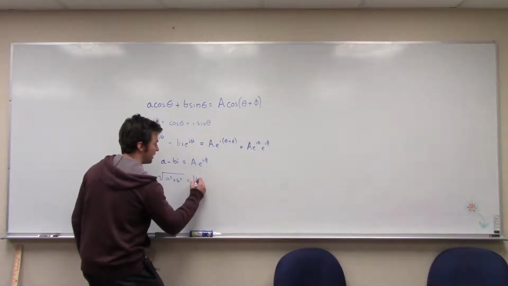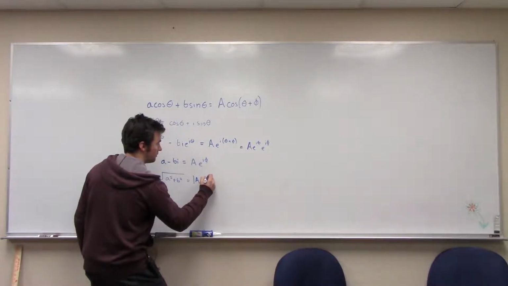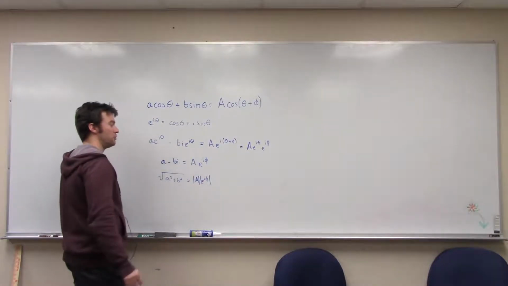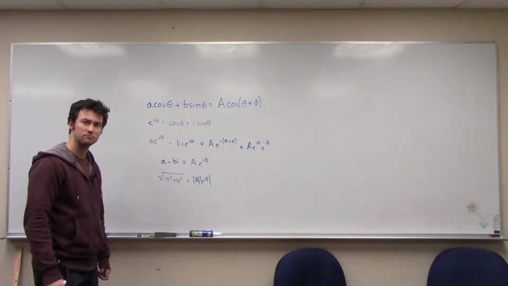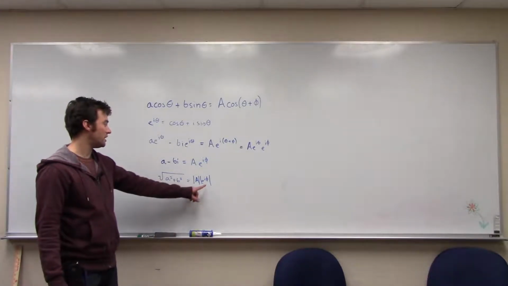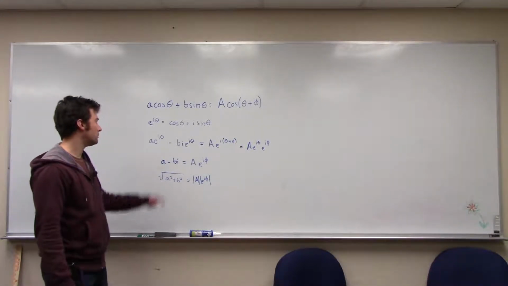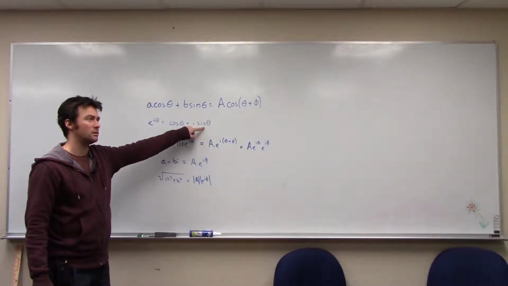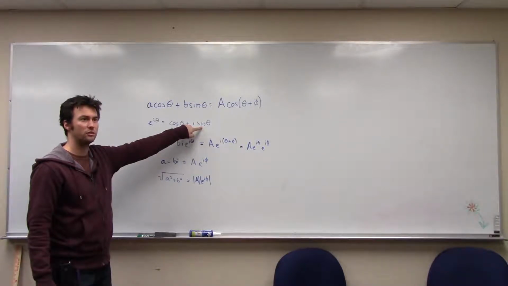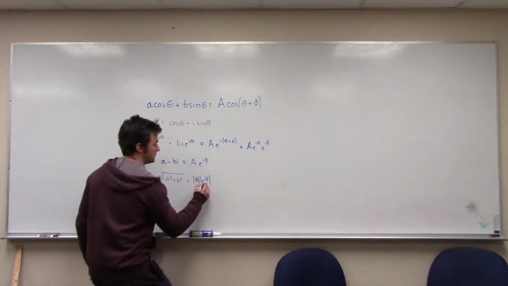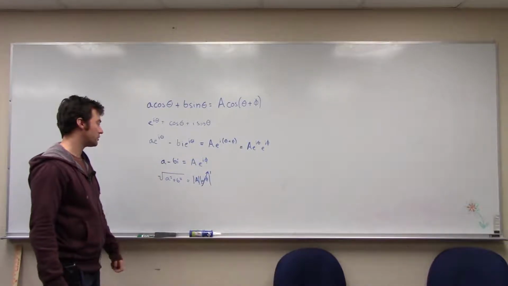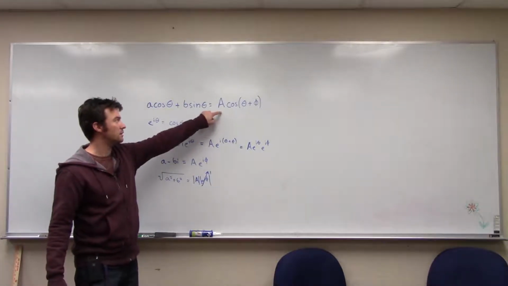Well, it's the magnitude of A e to the i phi. But that is just the magnitude of A times the magnitude of e to the i phi. All right, well, what's the magnitude of e to the i phi? Well, plugging in phi here, we've got a cosine phi, i sine phi. We're just going to take the square of the two things, cosine squared plus sine squared, take the square root of that, it's going to be 1. So just the magnitude of A is equal to the square root of a squared plus b squared. We found what A is here.